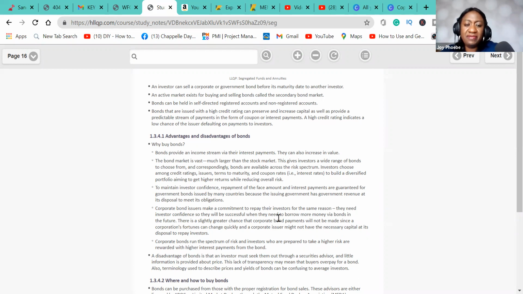Now, to maintain investor confidence, repayment of the face amount and the interest payments are guaranteed for government bonds. Okay, now the one issued by the government is guaranteed, right? But the corporate bond issuers make a commitment to repay their investors for the same reasons, and they need investors' confidence, so they will be successful when they need to borrow more money from the public.